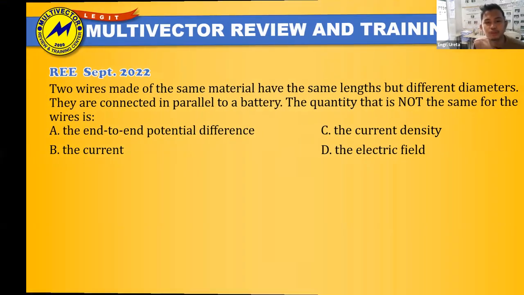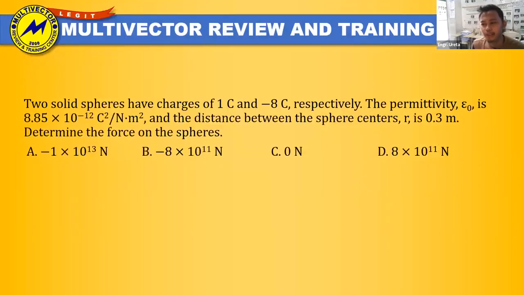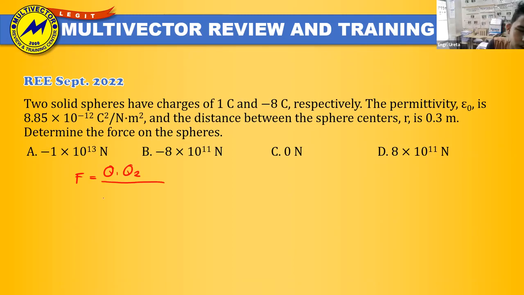Next question. Two solid spheres have charges of 1 coulomb and negative 8 coulomb. The permittivity of free space is 8.85, etc. The distance between the sphere centers is R, which is 0.3. Determine the force on the spheres. For this problem, which came out in September 2022, it's just Coulomb's law. The force between the spheres is given by Q1 multiplied by Q2 over 4 pi epsilon sub 0, epsilon sub r, R squared.